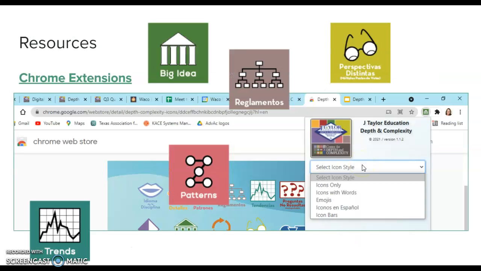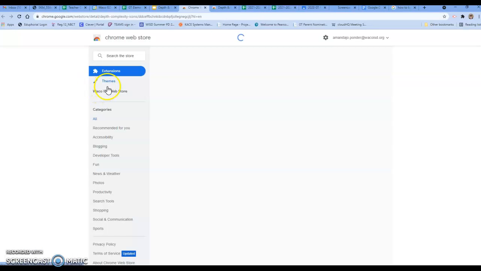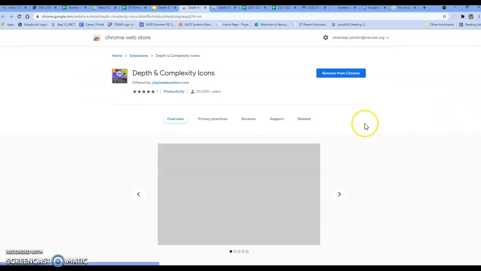What we're going to do now is talk about resources. So one of the first things that we have are the Chrome extensions. If you downloaded this, you can find the Chrome extensions by clicking on the link. And all that does is open up the Chrome Web Store.